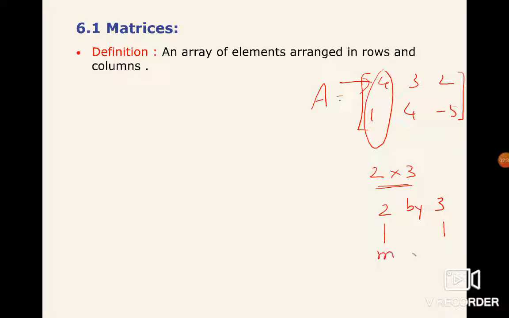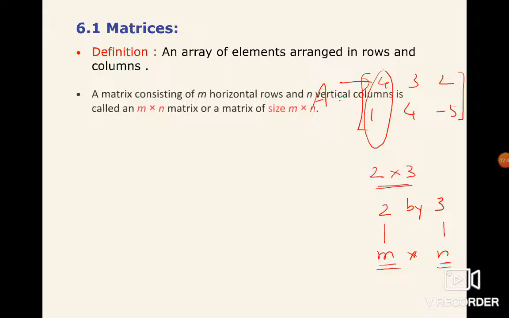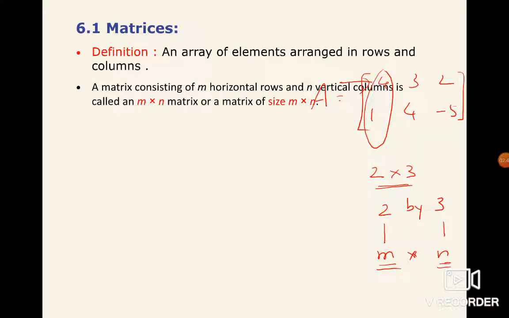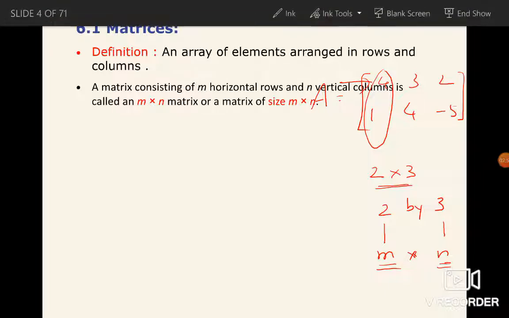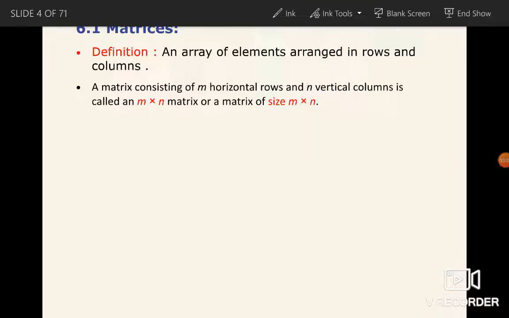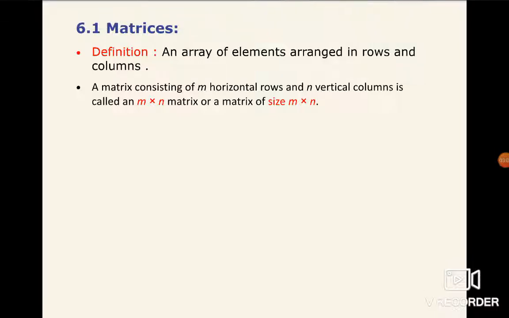We call it m by n. The letter m denotes the number of rows, and the letter n denotes the number of columns in a general matrix. A matrix consisting of m horizontal rows and n vertical columns is called an m by n matrix, of order or size m by n. Okay, size m by n, that's what we have seen now.